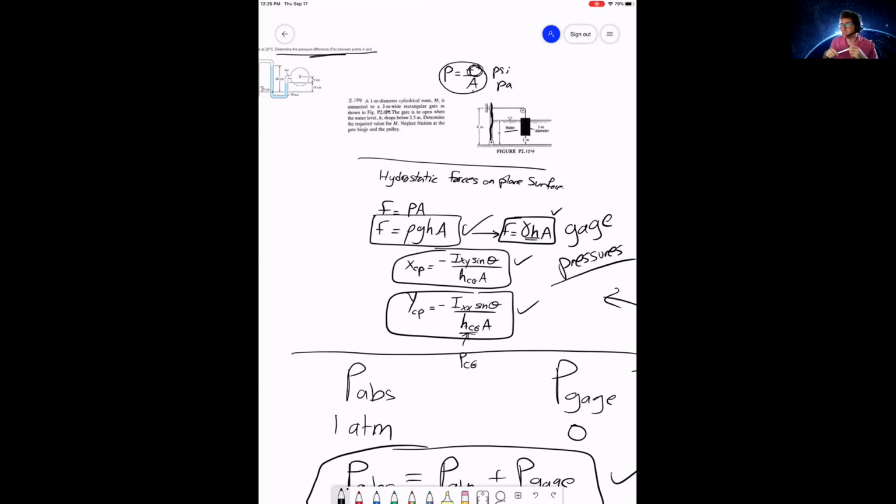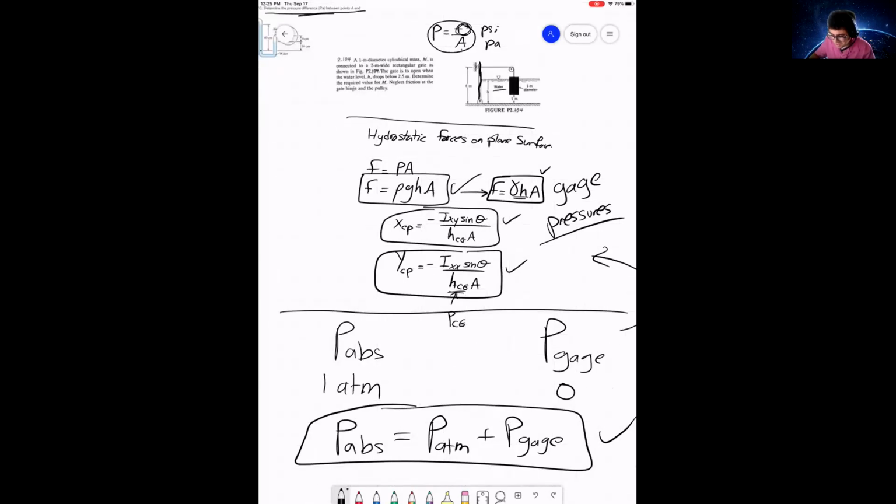Hopefully for these problems we deal with gauge pressures, because that's what we like to deal with. Sounds good. Okay, I think that's a good review. Any questions? No. Okay, perfect.